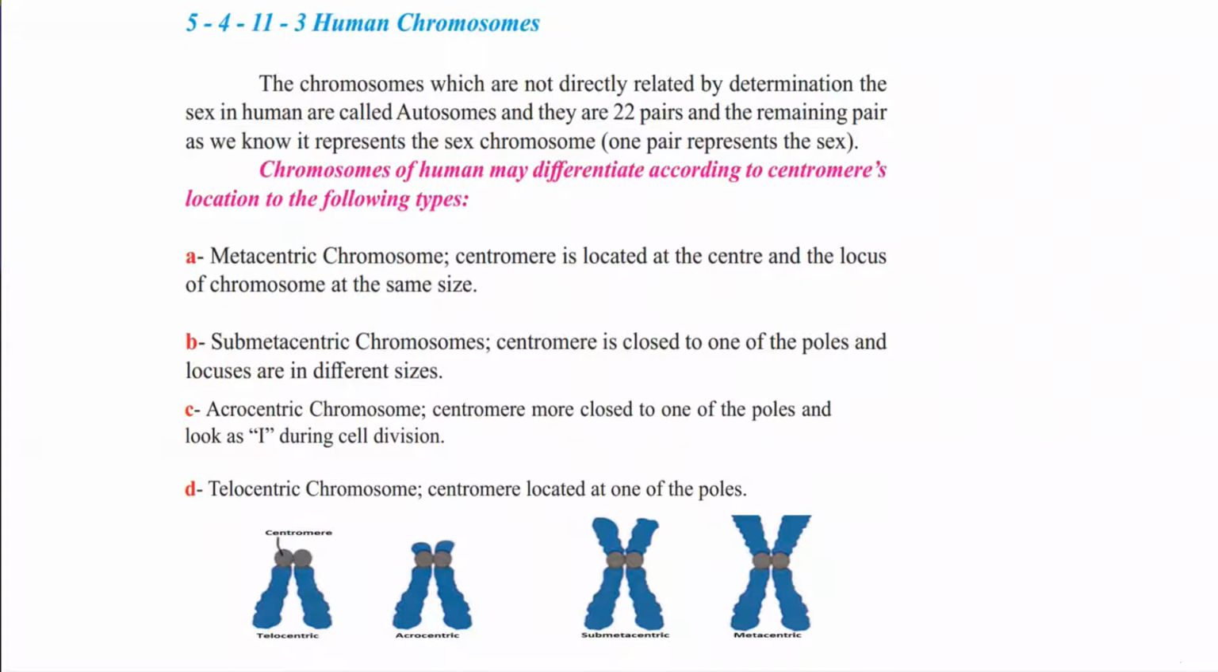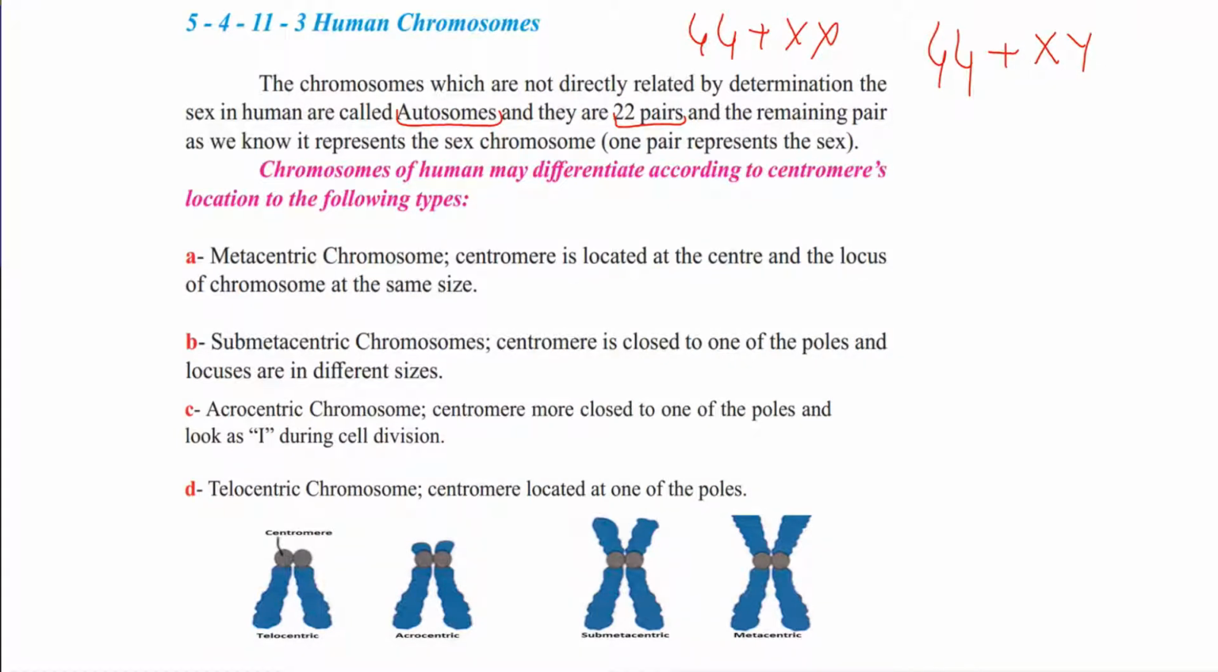Human chromosomes which are not directly related to the determination of sex in humans are called autosomes, or body chromosomes, and they are 22 pairs, like 44 plus XX for female and 44 plus XY for male, which means 22 pairs of autosomes. The remaining pair, as we know, represents the sex chromosomes, which are X and Y in male.